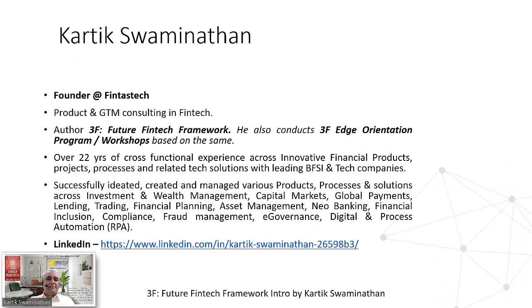Hi, my name is Karthik Swaminathan and I'm the founder at Fintastic, where I basically focus on product and go-to-market consulting in the fintech space. I have very recently created and authored this innovations framework called 3F Future Fintech Framework, and also conduct 3F Edge orientation programs, masterclasses and workshops based on the same. There is a good amount of flavor of the innovations framework as part of my consulting services.